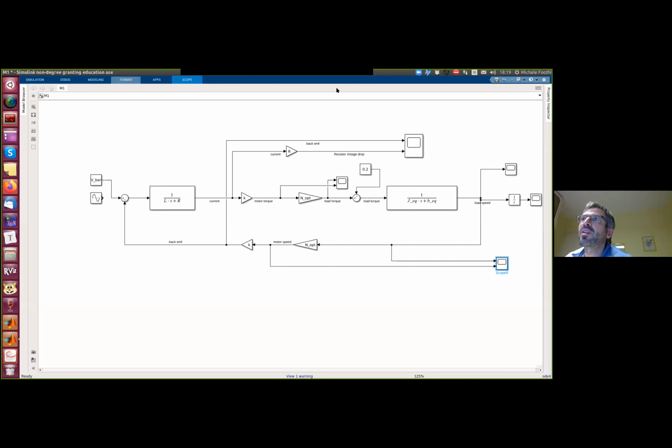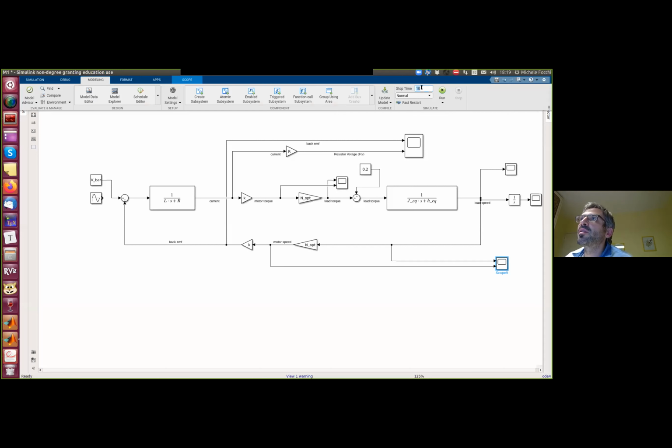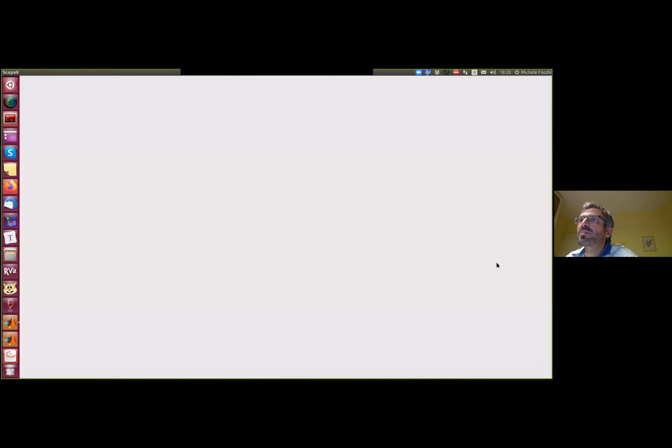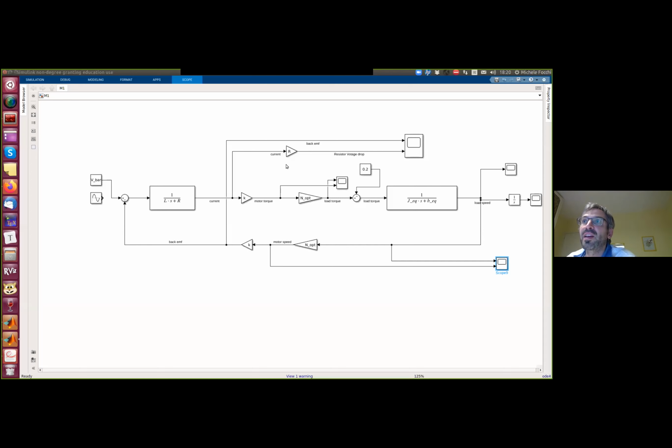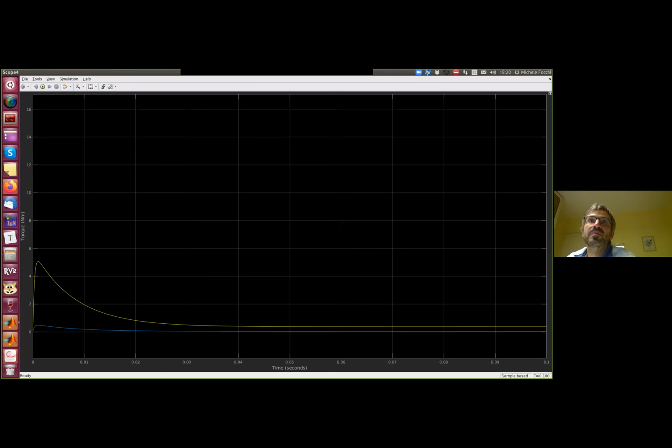Okay, again, we have a very long simulation. Let's put shorter. You see here, the first signal is always the yellow one, the load speed, and it is way smaller, 10 times smaller than the motor speed. While at the torque level, the yellow signal, the load torque, is 10 times higher than the motor torque.